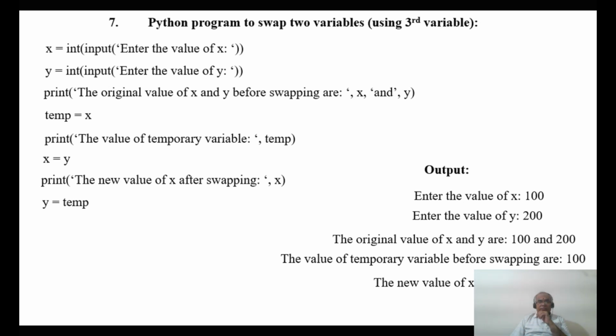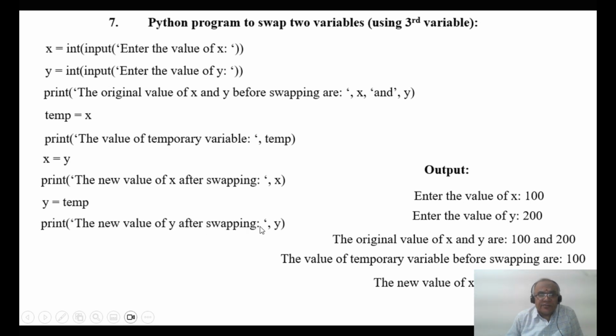Then y is equal to temp. So what is the value of temp? The temp value is 100. So that 100 is assigned to the y value. Then print the new value of y after swapping. So the new value of y after swapping will become 100. So that means x takes the value of 200 and the y value is going to take 100.